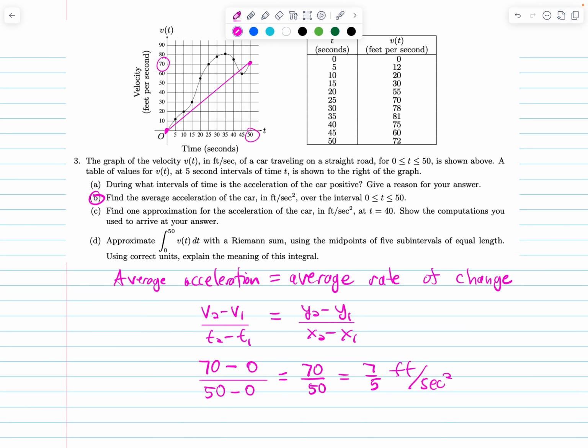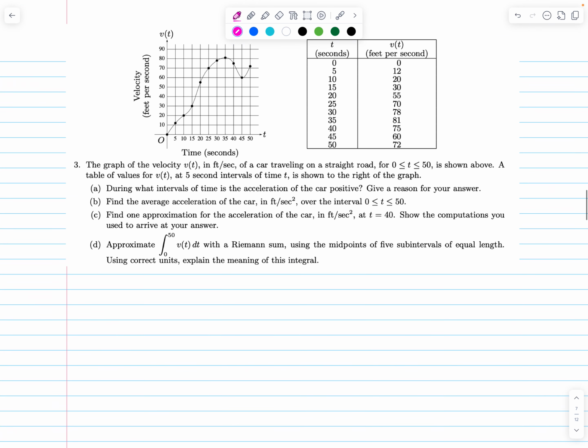Another easy one to overthink. They literally just wanted you to do y2 minus y1 over x2 minus x1 and put some correct units at the end. Okay, going on to part C.